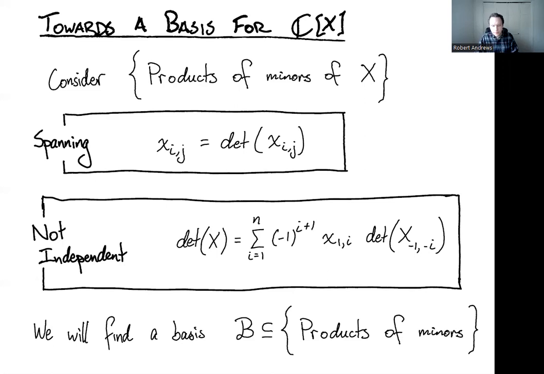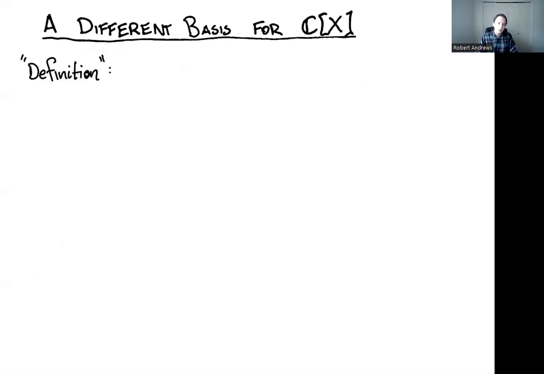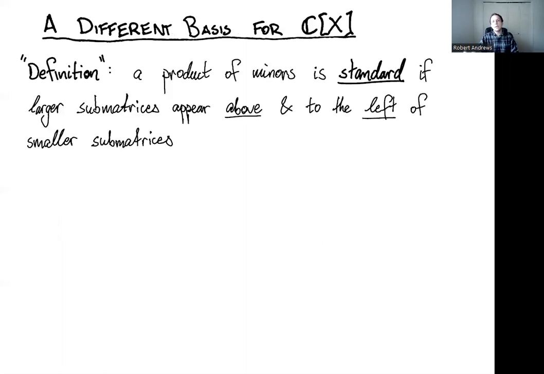So let me try to give you a sense of what this basis looks like. So let me give you a definition. We're looking at products of minors. And I'm going to say that a product of minors is standard if, well, there are submatrices corresponding to each minor, and we'll say the product is standard if the larger submatrices appear above and to the left of the smaller ones. Now, of course, this isn't a precise definition. That's why definition appears in quotes. The precise definition is rather technical and would take some time to explain. So hopefully this will just give sort of a definition by example of what this basis looks like.